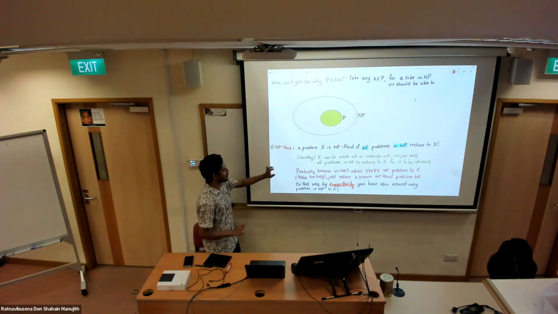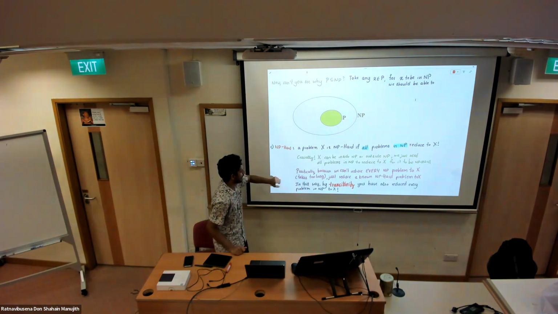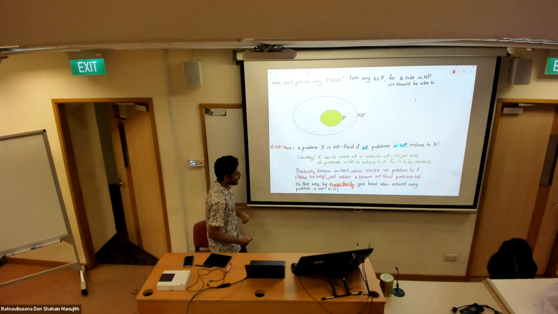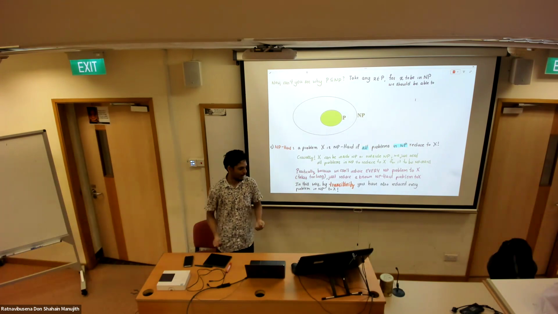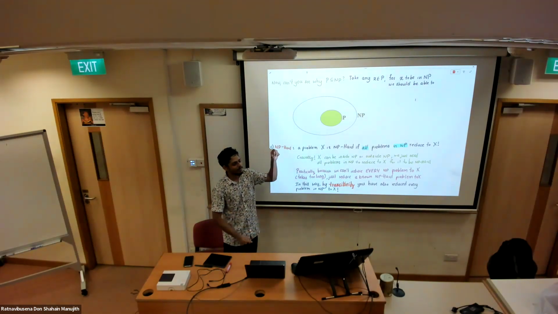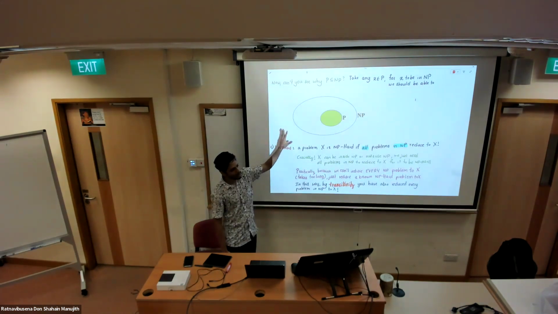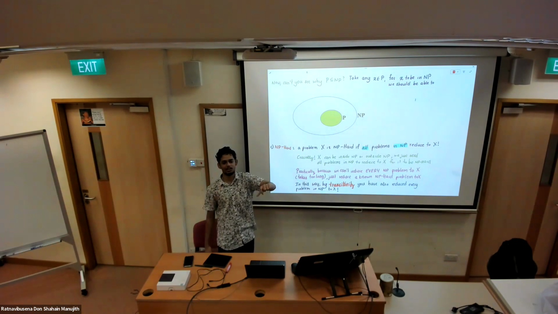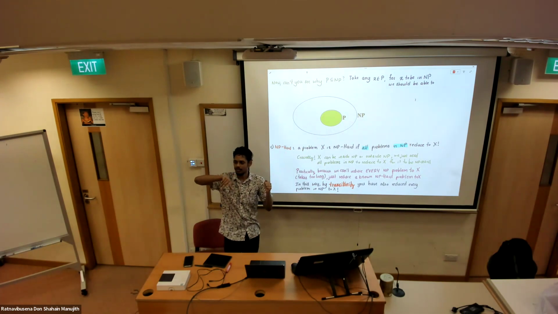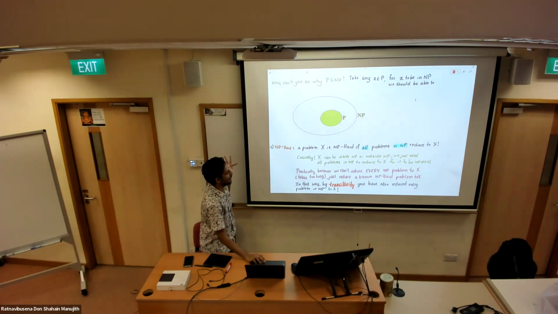So practically, because we cannot reduce every NP problem to X because it takes too long, we just reduce a known NP hard problem to X. Then by transitivity, because we proved that the problem that we are going to reduce from is already NP hard, that was NP hard because all problems in NP reduce to that problem, and that specific problem also reduces to X. So by transitivity, every problem in NP reduces to X.